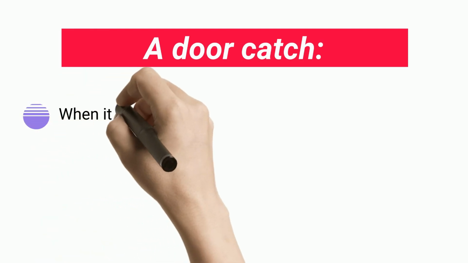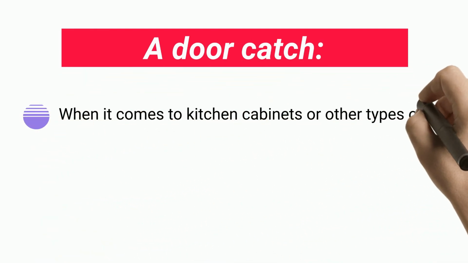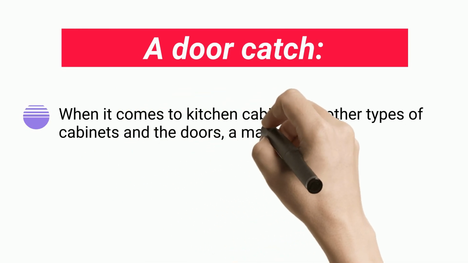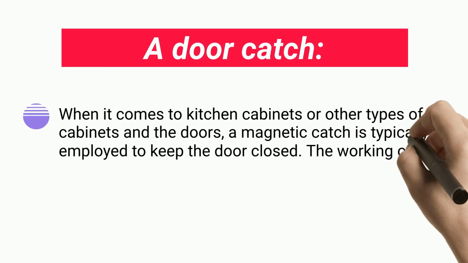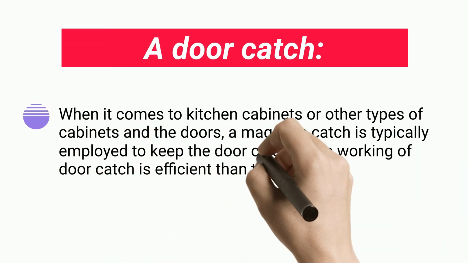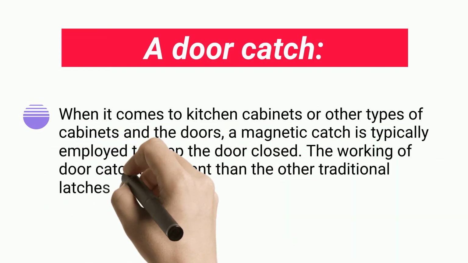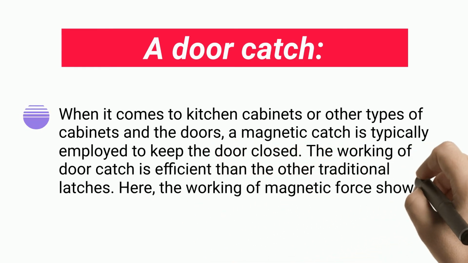A door catch. When it comes to kitchen cabinets or other types of cabinets and the doors, a magnetic catch is typically employed to keep the door closed. The working of a door catch is more efficient than the other traditional latches. Here, the working of magnetic force shows the type of non-contact force.